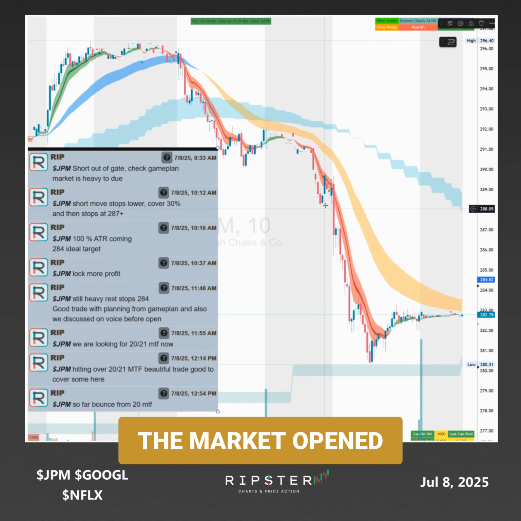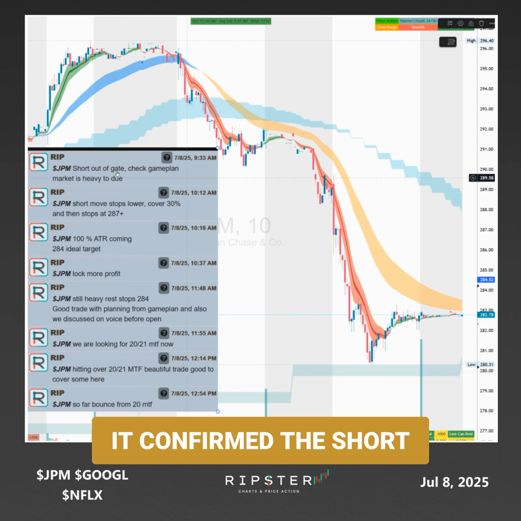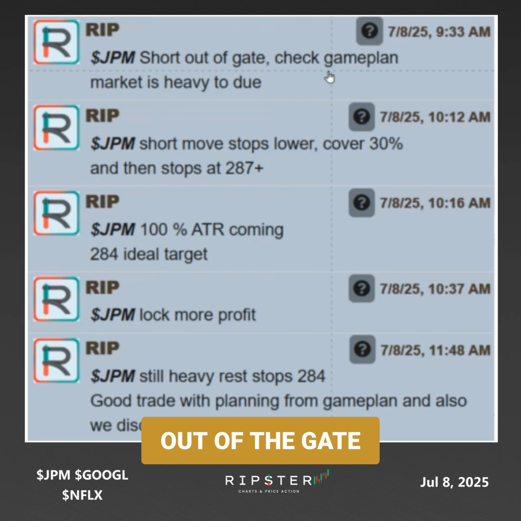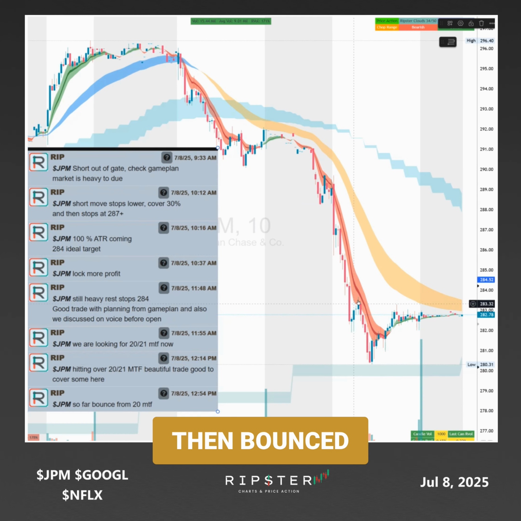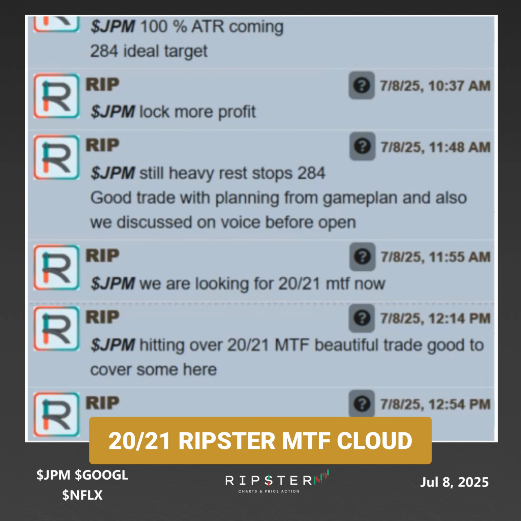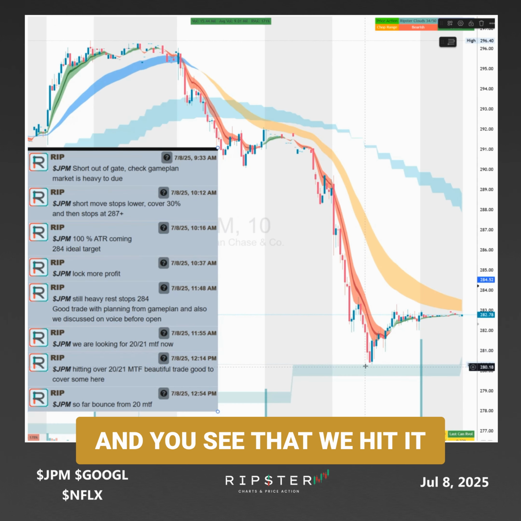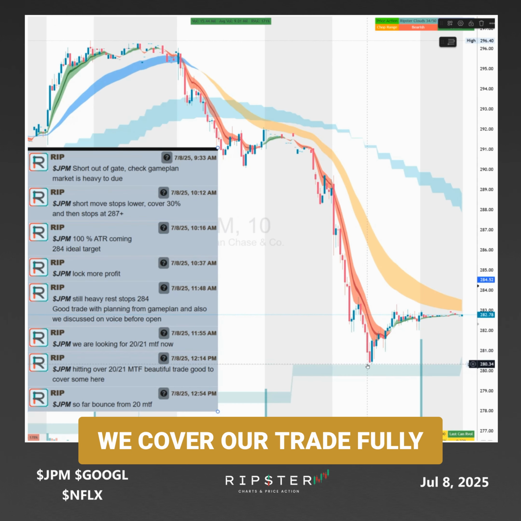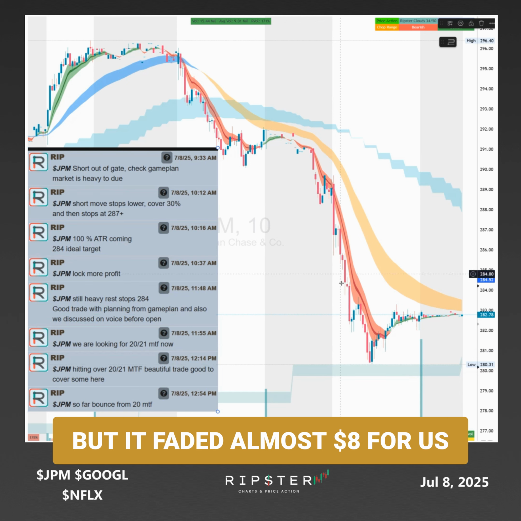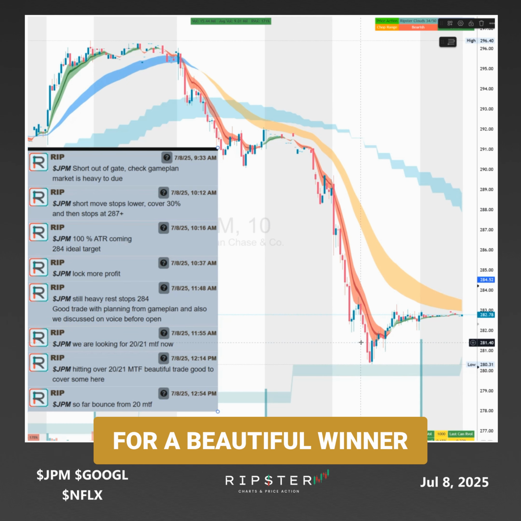So as soon as the market opened, we broke down under the pre-market lows. It confirmed the short. I told the traders short out of the gate. There was a 10 AM bear flag, then a bounce and reject on the 5-12. It was an all day short. But what was our target? Our final target was the MTF. I told the traders we are looking for about the 20-21 Ripster MTF cloud, and you see that we hit it, and that's where we covered our trade fully. And you see the bounce from the MTF. So it bounced $3, but it faded almost $8 for us, a beautiful winner in the community.